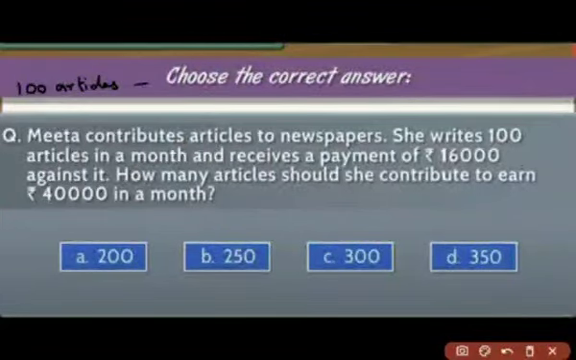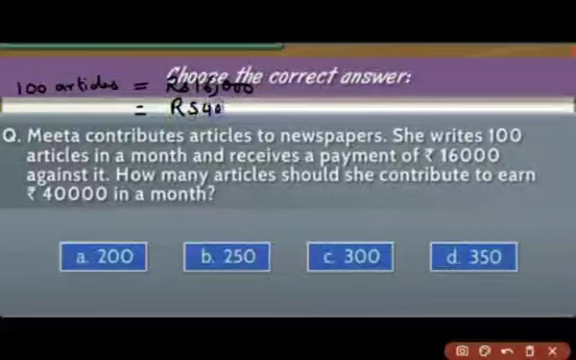Okay, so she's got payment of how much? She gets 16,000 payment for 100 articles. Okay, now they're asking us how many articles she should contribute to earn 40,000 instead of 16,000. If she wants to earn 40,000 in a month, how many articles should she contribute?